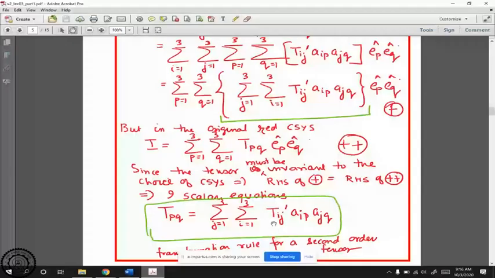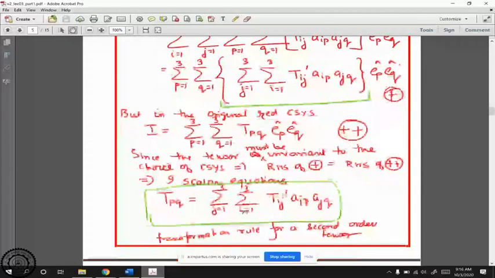So this is what the expression becomes. TPQ is the summation over I and J of Tij prime AIP AJQ. And indeed this is the transformation rule for a second order tensor. If Tij prime and TPQ follow these relationships, there are 9 relationships, then you ensure that in the green coordinate system and in the red coordinate system, the tensor remains invariant. The full tensor remains invariant.